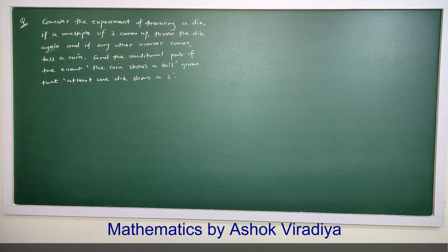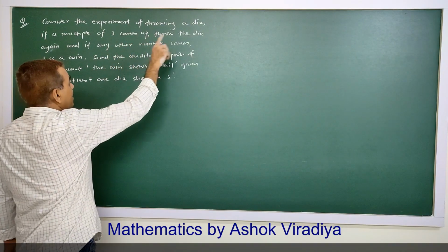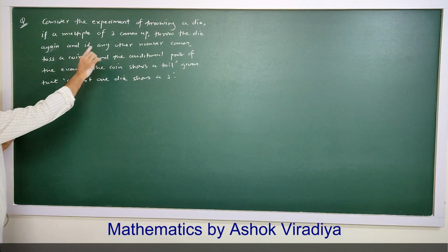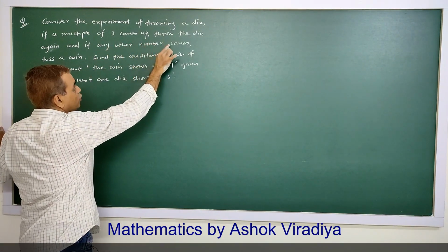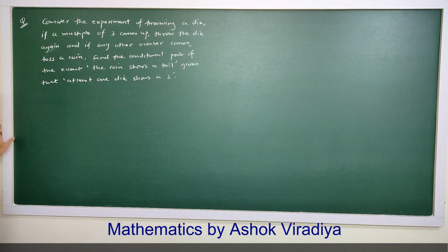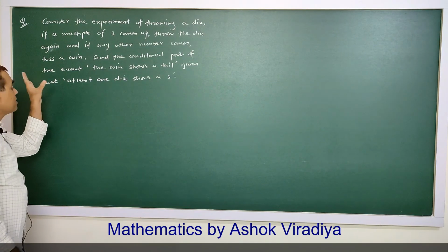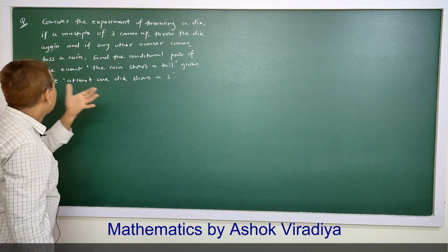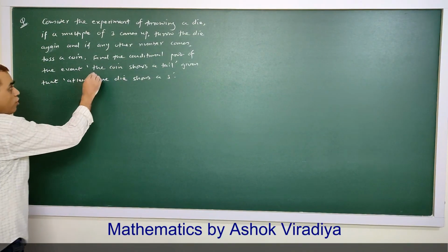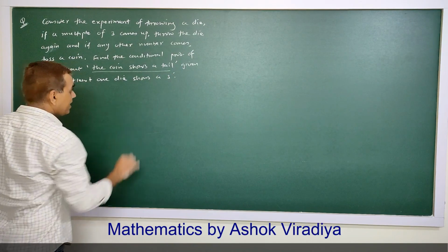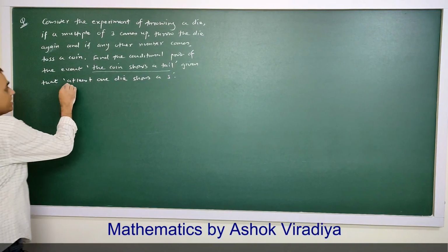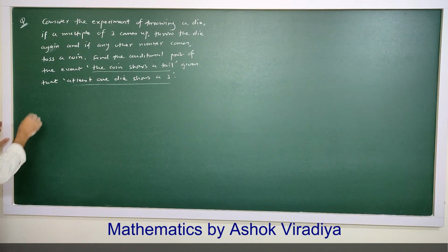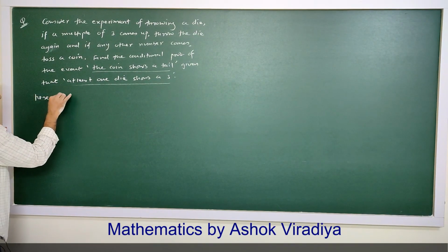Consider the experiment of throwing a die. If a multiple of 3 comes up, throw the die again, and if any other number comes, toss a coin. Find the conditional probability of the event the coin shows a tail, given that at least one die shows a 3. Say here sample space. First of all, we keep sample space.